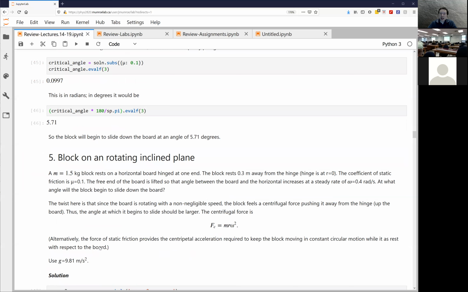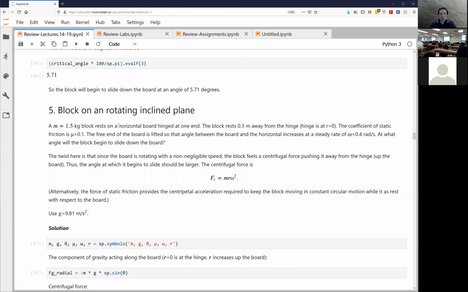Then we use that as a motivating problem, and now we do a problem which is harder to do with pen and paper. And this is the idea that you're raising up an inclined plane, but you're continuing to lift the inclined plane, making it steeper and steeper as you go. So you're raising it at an angular rate. You're raising it up at 0.4 radians per second. How does the block sliding down that plane behave?